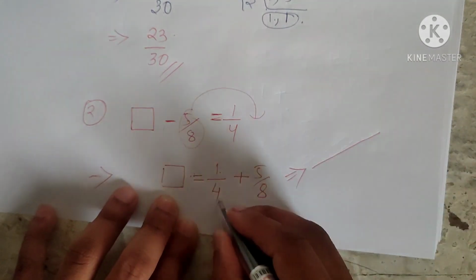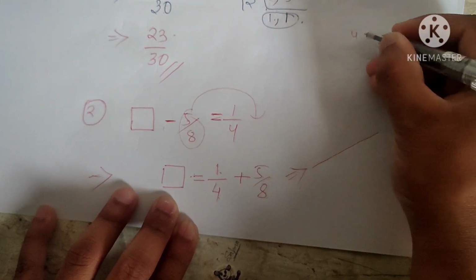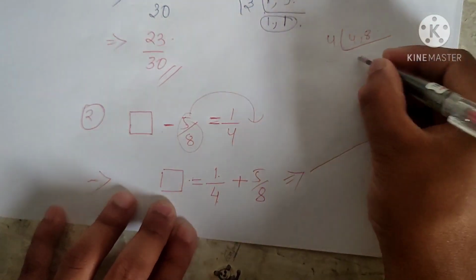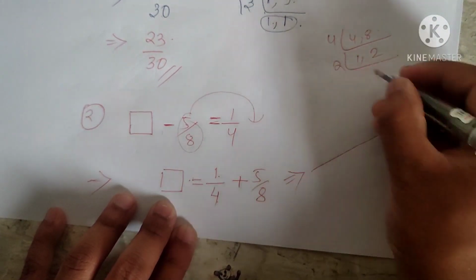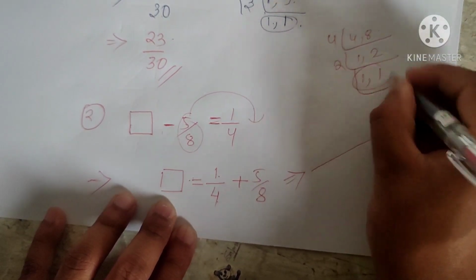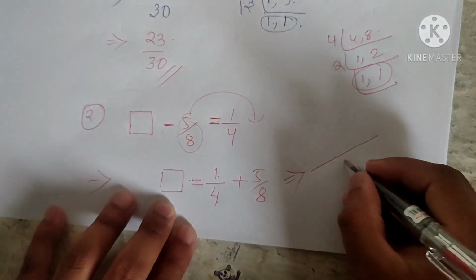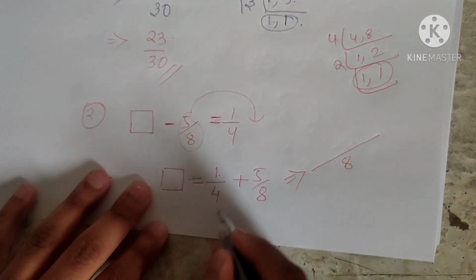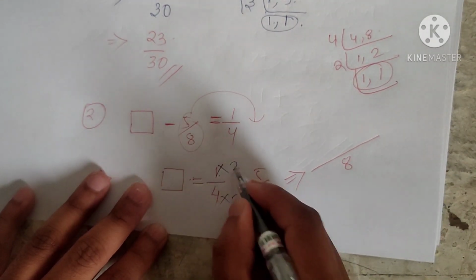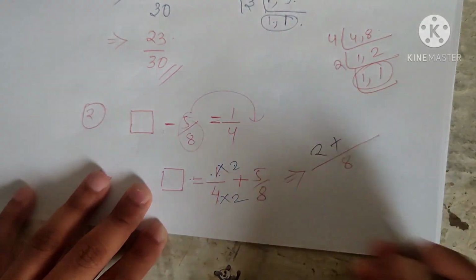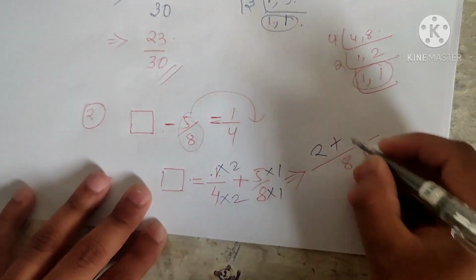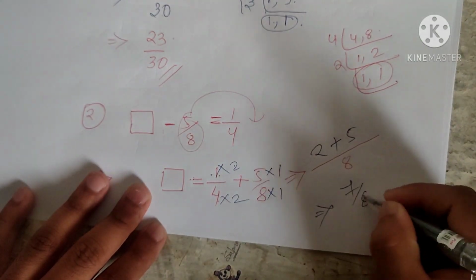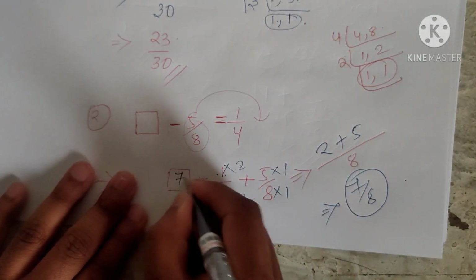What will be the LCM of 4 and 8? 4 and 8. If you divide with 4, 4 1s are 4, 4 2s are 8. If you divide with 2, 2 1s are 2, 2 1s are 2. So we get 1 1, isn't it? So 4 2s are 8 is our LCM. Now comparing with the given fractions, 4 2s are 8, this 2 will go up, 2 1s are 2, plus 8 1s are 8, 5 1s are 5. So 5 plus 2 is 7 by 8. Finally, what you can write in the box is 7 by 8.